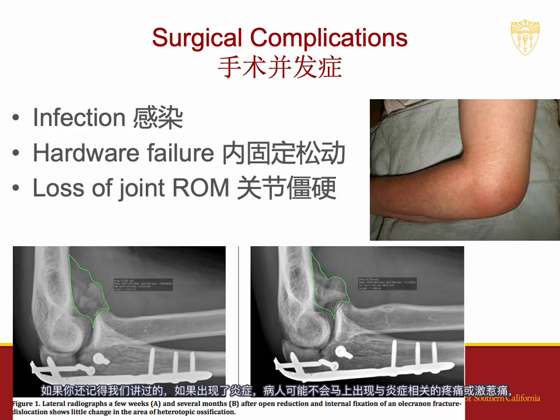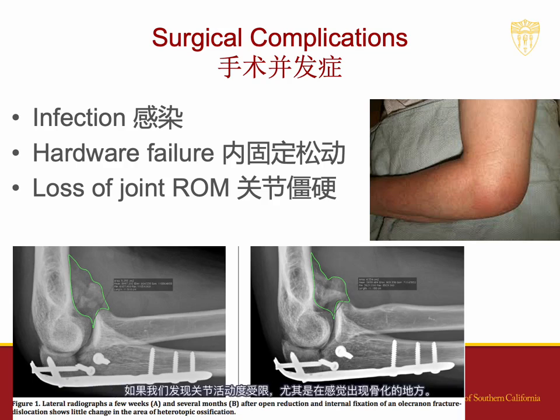So if you remember, we talked about ossification occurring, and patients may not have pain or irritability related to that ossification right away. It may be weeks later that they start to have irritability, maybe some swelling, inflammation. Those things are occurring weeks after the ossification has already started.